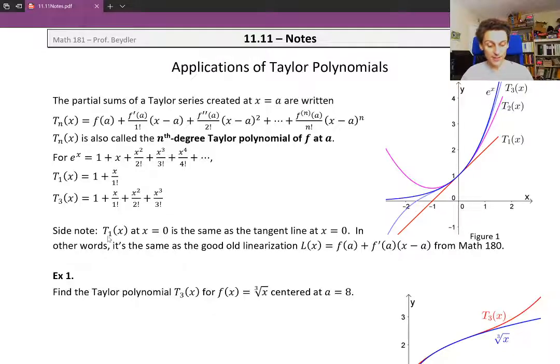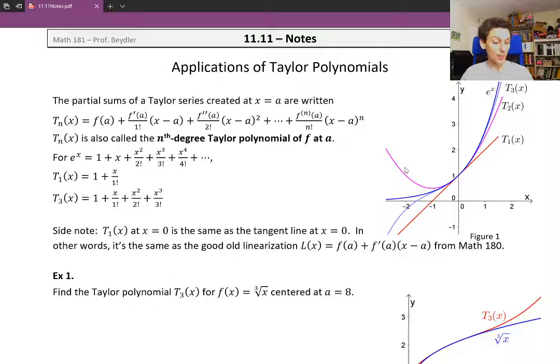A little side note is, note that T1 at x equals 0 is the same thing as the tangent line at x equals 0. So it's the same as the linearization that we learn about in Math 180. So L of x equals f of a plus f prime of a times x minus a. If you plug in a equals 0, you get basically just what T1 is. So that's going to be the same thing as the linearization. It's just a tangent line to the curve at that point.